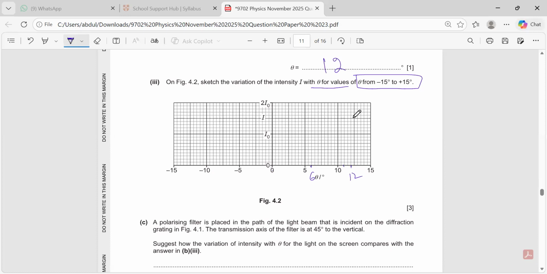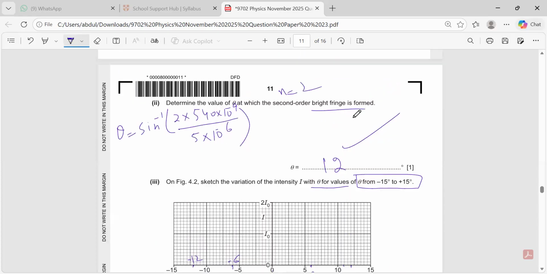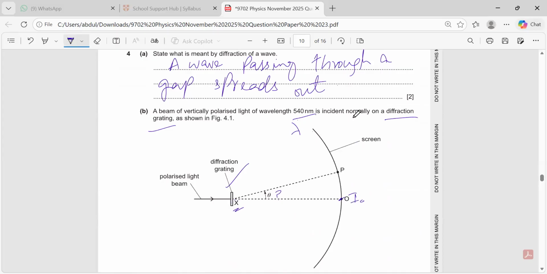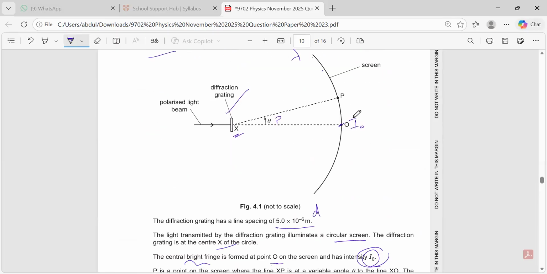Then here also, this is minus 6, and here this one is minus 12. So you know, 6, 12, minus 6, minus 12. See, 6, 12 are above the central position. Above the central position, the first bright fringe is over here, then at 6 degrees, then at 12 degrees, and so on. Similarly here, minus 6, minus 12, and so on. Below this point O, it will be negative.